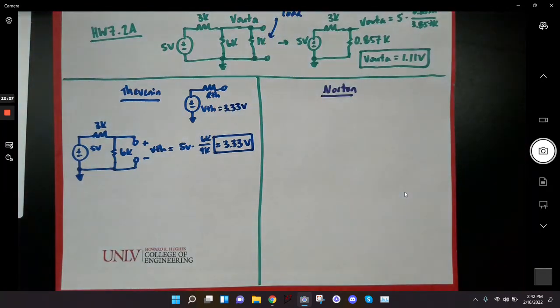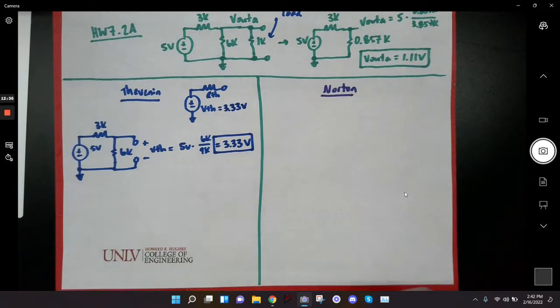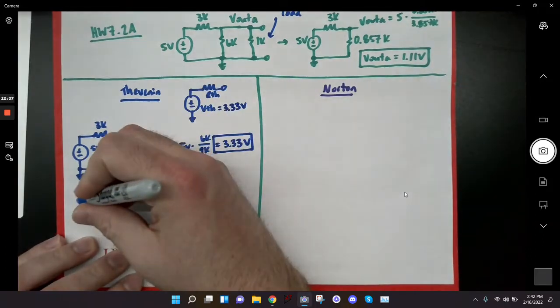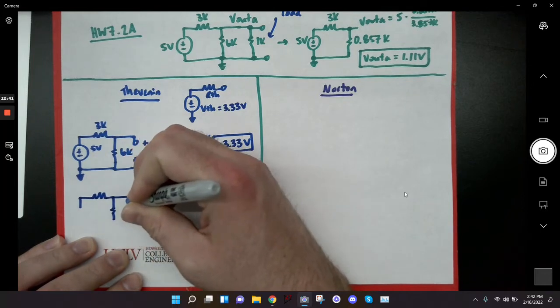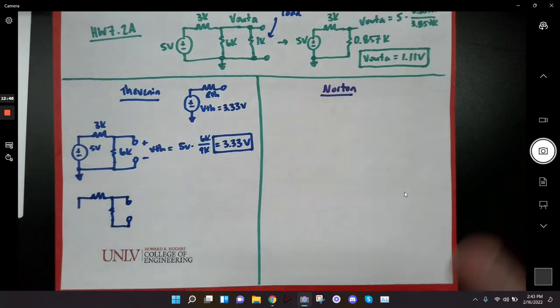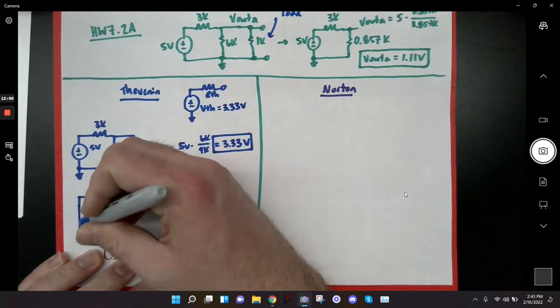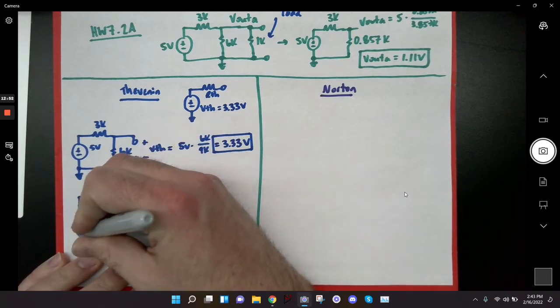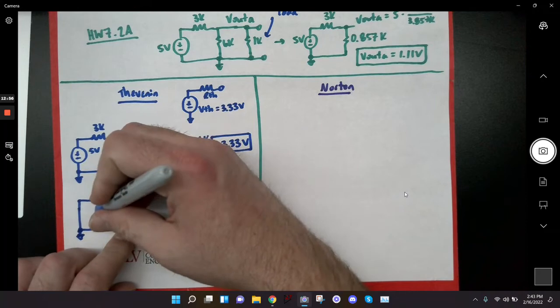Now I need to find R Thevenin, and then I'm done with the Thevenin circuit. In order to find R Thevenin, I'm going to draw this exact same circuit, except I'm going to short my battery. I'm going to short out batteries and open up current sources. In this case, I have a battery, so I'm going to short it. And now I'm going to measure the resistance between those 2 points.